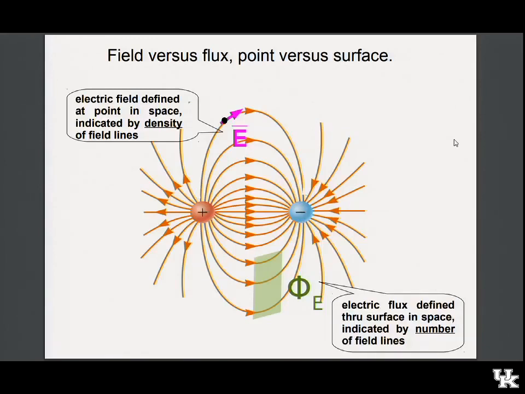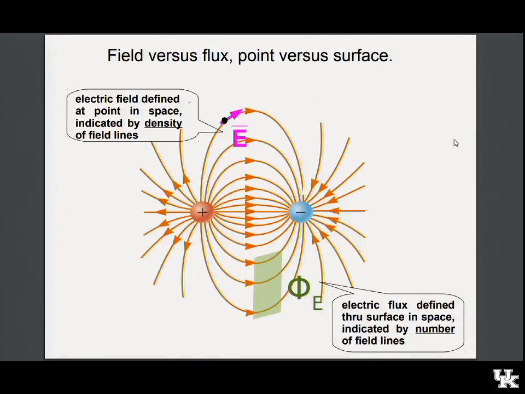I'm trying to picture that on this slide here. So again, here's the electrical field of an electrical dipole with a positive and negative charge. Here, in magenta, I'm indicating the electrical field at a particular point. So it's a vector, and I'm indicating its direction and its magnitude. So that's the electrical field. And then down here with this new symbol phi, that's going to mean electrical flux, I'm indicating the electrical flux, not at a point, but through this surface. So this is a two-dimensional surface, and I'm indicating the flux through that surface.